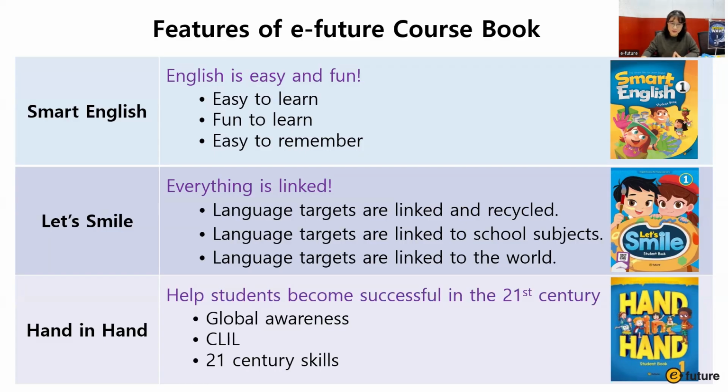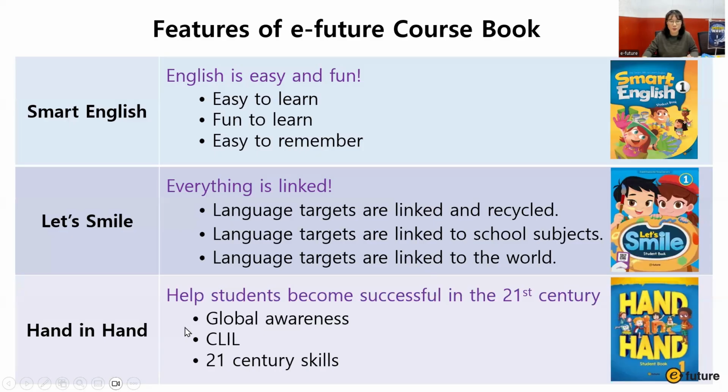Let's Smile: the concept is everything is linked. Language targets are linked and recycled. Language targets are linked to school subjects. Language targets are linked to the world. Let's Smile has a little bit more content compared to Smart English. Hand in Hand has more content, because Hand in Hand has a project book for CLIL.